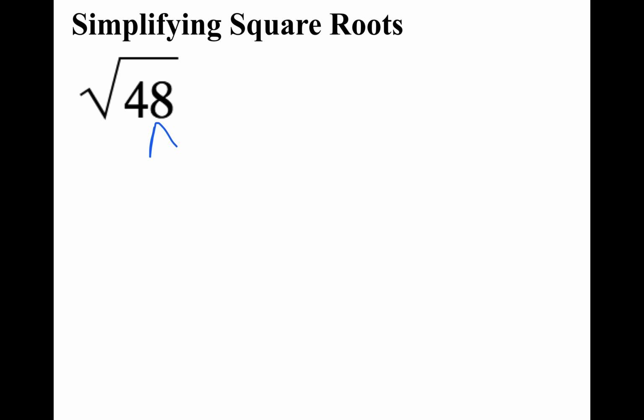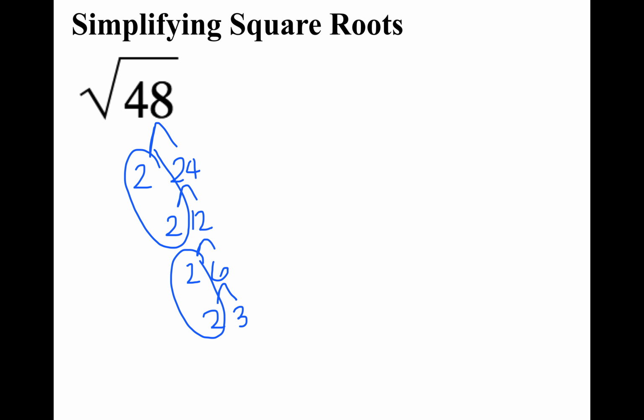Well, 48, I could say is 2 and 24. Well, 24 is 2 and 12. 12 is 2 and 6. 6 is 2 and 3. So I have on here, I've got 2 2s, 2 2s, and a 3. So 48 is really the square root of 2 squared times 2 squared times 3.